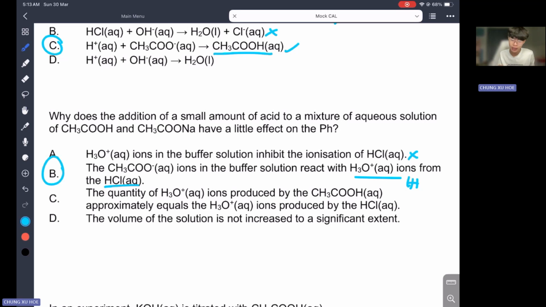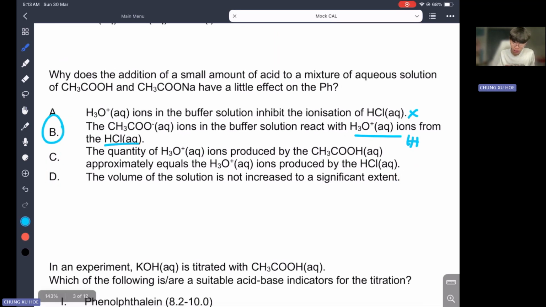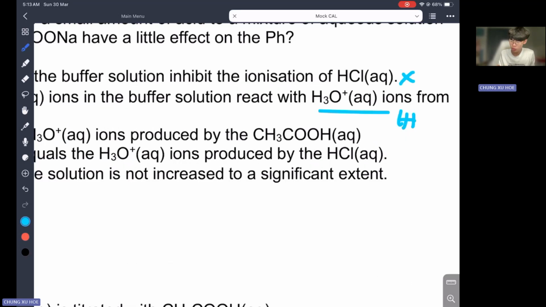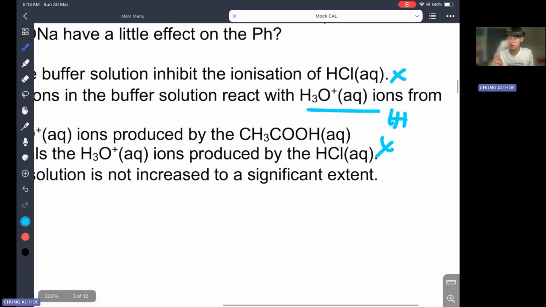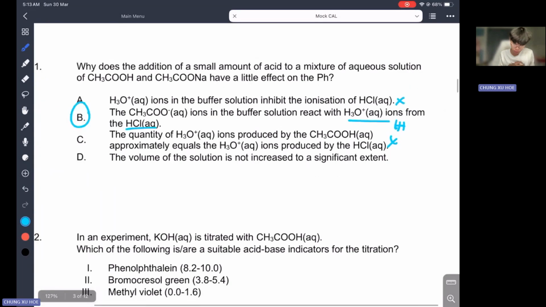Correct, that's what is happening. The quantity of hydrogen ion produced by the CH3COOH approximately equals the hydrogen ion produced by the HCl? No. Why do you need to relate their concentration here? No need. This is even funnier. The volume of the solution is not increased to a significant extent. No. So the answer would be, yeah.